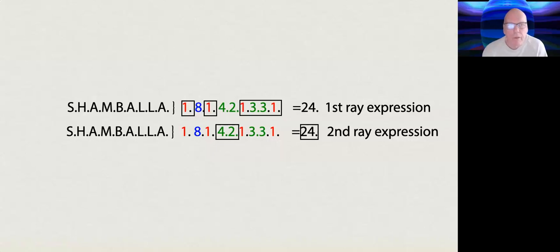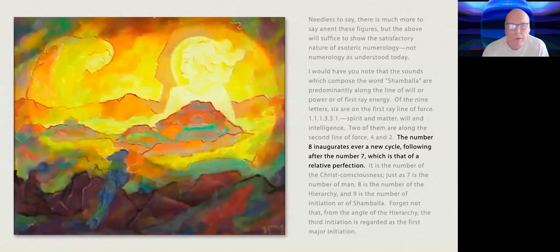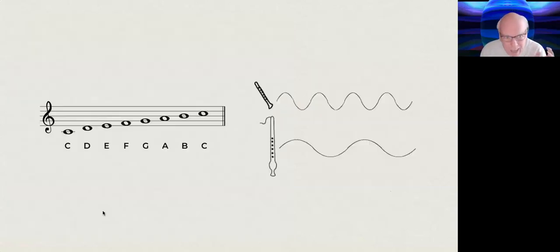Okay, let's see. So next up, the number 8 inaugurates ever a new cycle, following after the number 7, which is that of a relative perfection. So we can hear this move from 7 to 8 by means of the octave, the 8th note, which is illustrated on the right, exactly doubles the frequency of the first note or tonic.